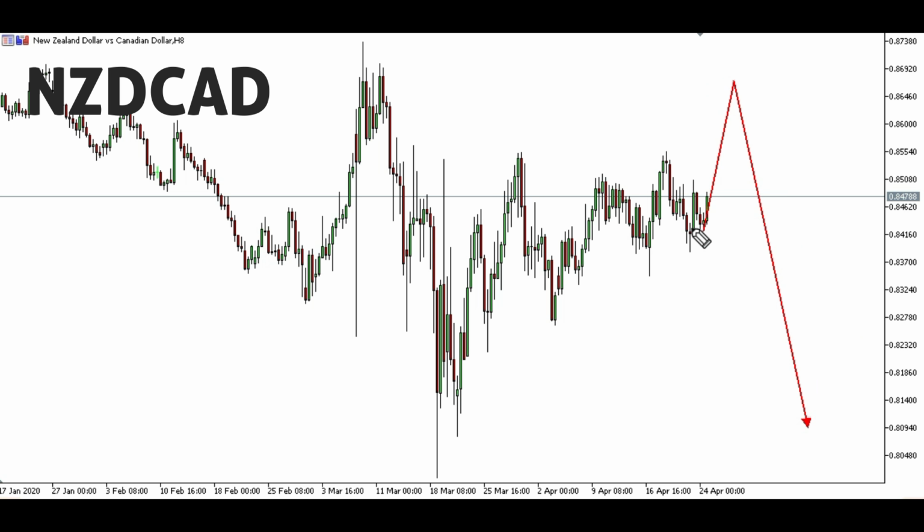If this setup decides to drop, we will not be entering this sell, because this sell move will give us better risk to reward from this level all the way until this level. That's for NZDCAD. We're looking for sells only, sell opportunities for NZDCAD.